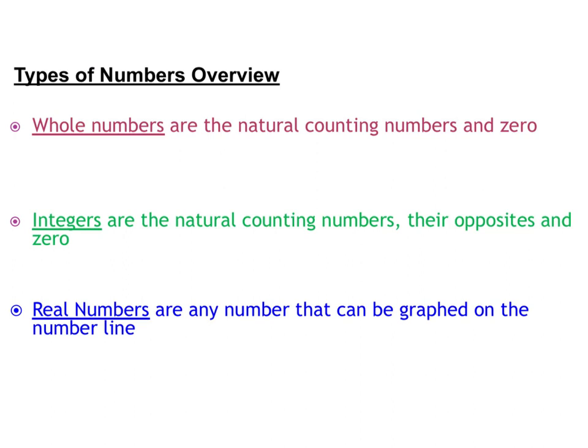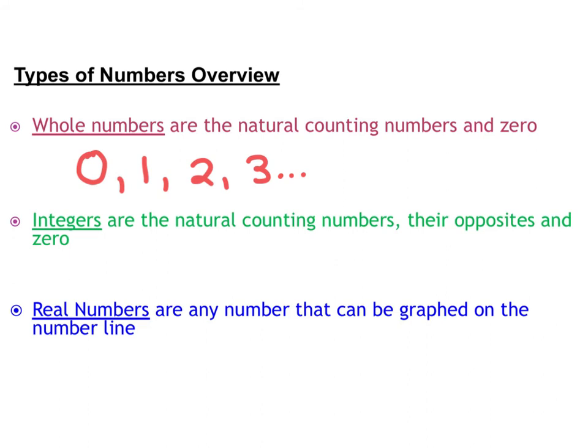Before we get into word problems, let's review the different types of numbers we have potentially for classifying our domain. Whole numbers are the natural counting numbers and zero. So they would be any number starting at zero and getting bigger than that. So you have 0, 1, 2, 3, etc., and continue forever and ever.